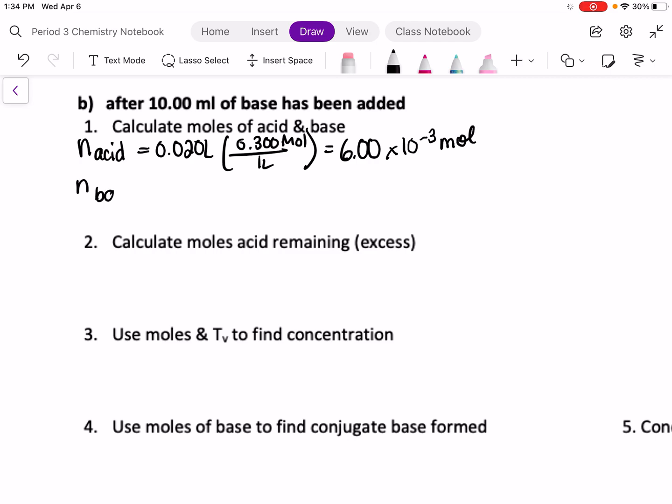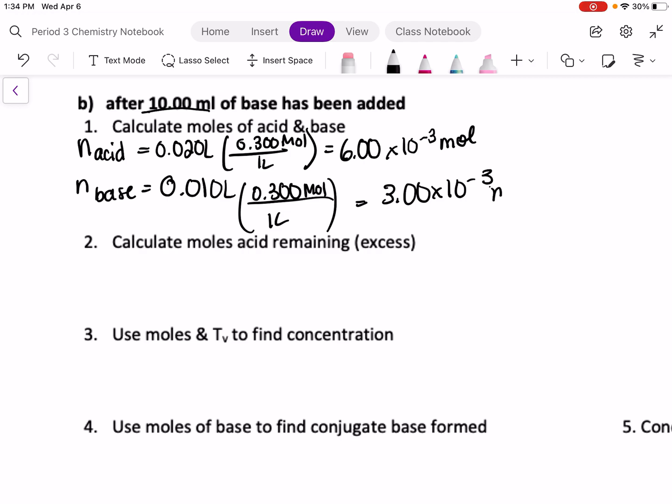Our moles of our base is equal to 0.010 liters, because we have 10 milliliters, times 0.300 moles per 1 liter. So we can see that we have more moles of our acid than of our base. And our acid will be remaining because we have more moles of it. So in this calculation, this is our limiting reagent. It will be completely consumed. This is our excess. And that's why we're going to continue with our moles of our acid remaining.